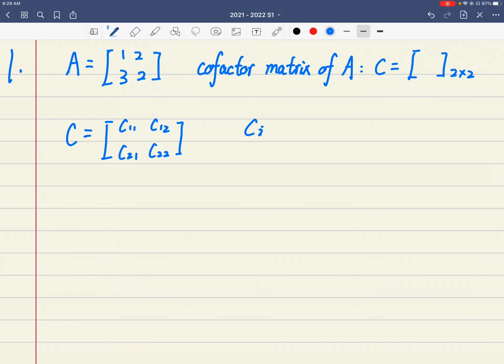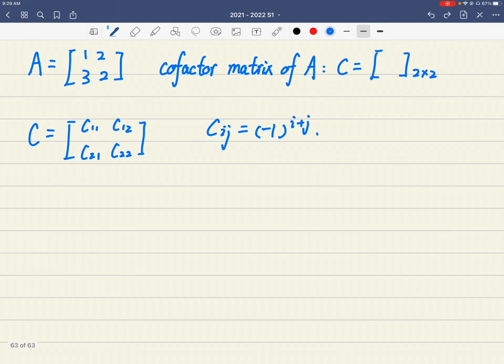So here's the general formula, Cij. I means the ith row, j means the jth column. This first part is -1 to the power of i plus j. So this part is either -1 or +1 times the determinant of the matrix A after you have deleted the ith row of A and the jth column of A. Okay, what does this mean? We will see in the example.